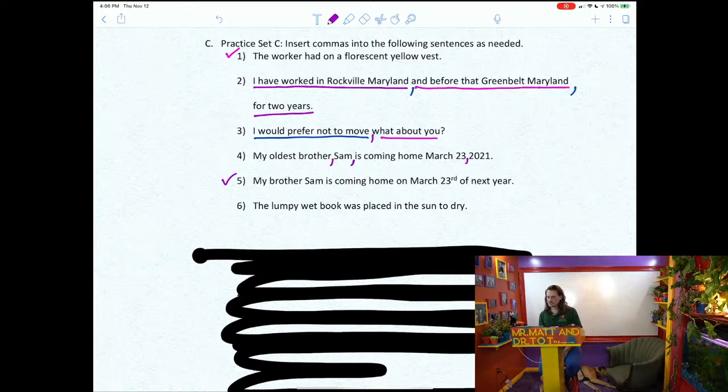6, the lumpy wet book was placed in the sun to dry. So we could also equally have said the wet lumpy book. So because we can switch these adjectives around, we do need a comma.